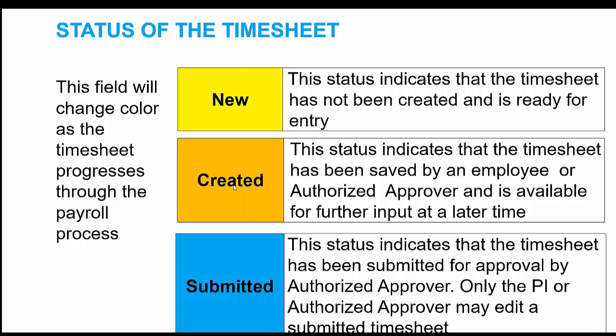There are 5 different timesheet statuses. The yellow status is new, which indicates a timesheet is ready for entry. The orange status is created, which states that an employee has saved their timesheet but is not yet ready for submission and will need time for further review. The blue status is submitted, which indicates an employee completed the timesheets for the PI to review and approve.